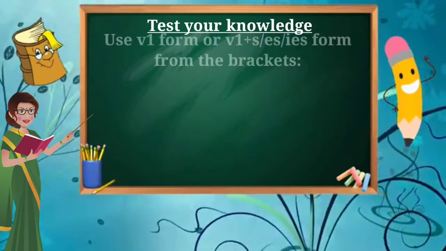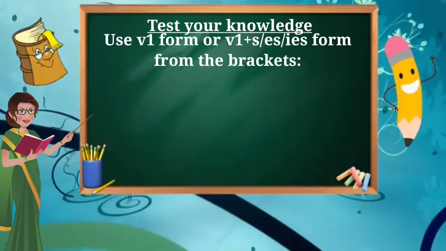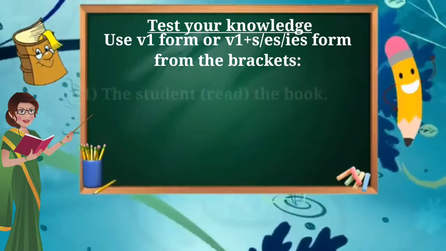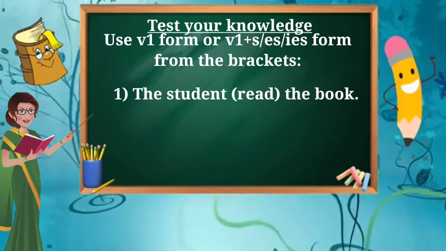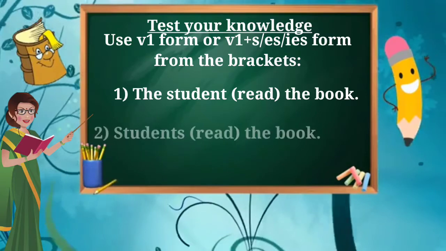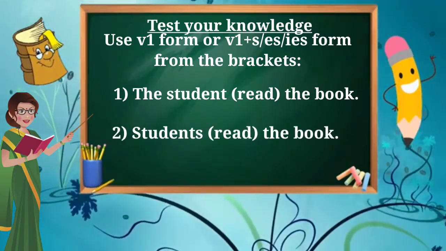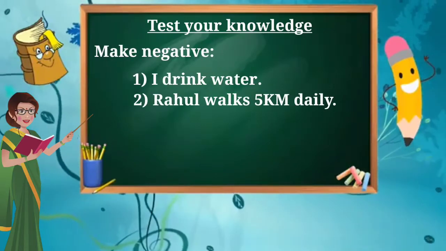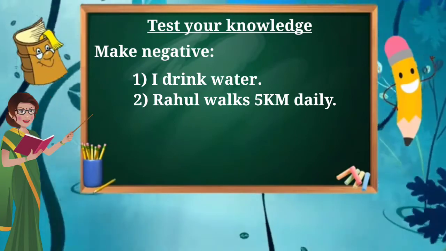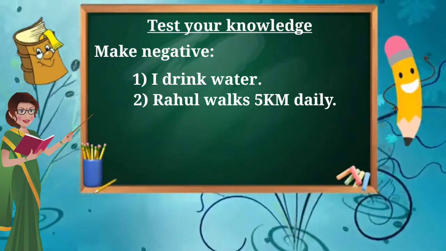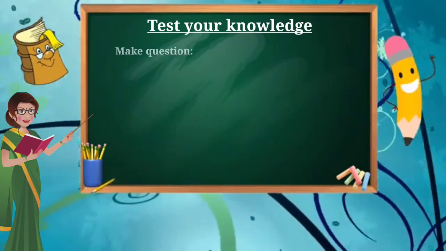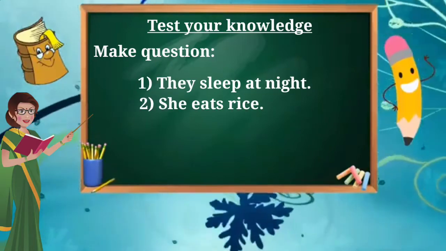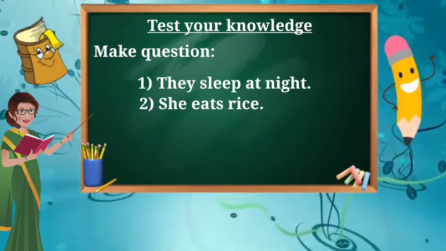First question. Use V1 form or V1 plus S, ES or IES form. The student read the book. Number 2, students read the book. The next, make negative. I drink water. Rahul walks 5 kilometers daily. The next question, make question or interrogative sentence. They sleep at night. She eats rice.